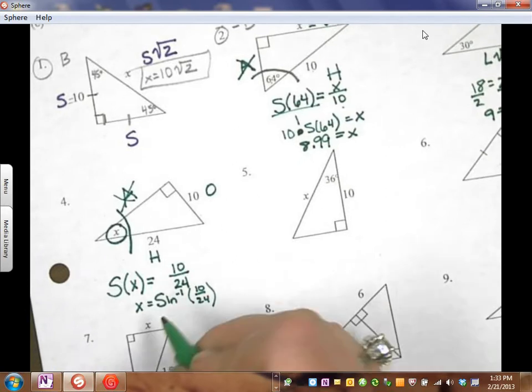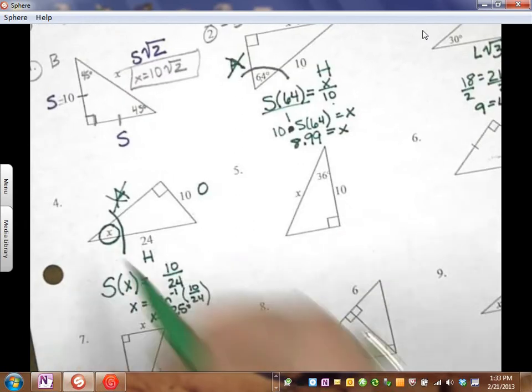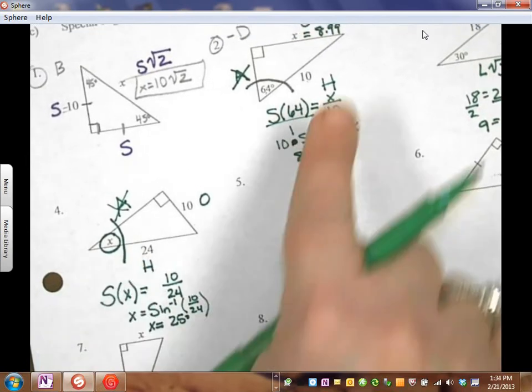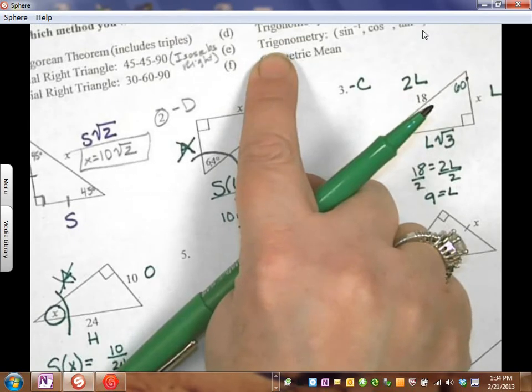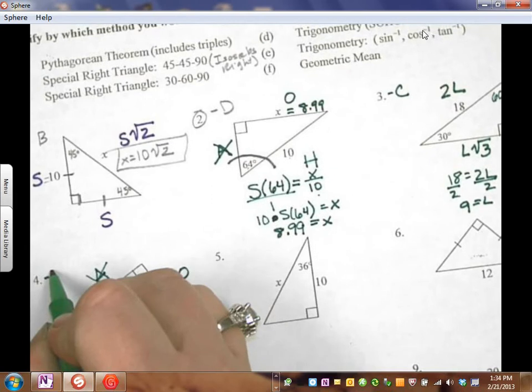So we know here that x is 25 degrees if we round it to the degree. So X is 25 degrees. But what type of a problem was this? It was actually the trigonometry where we're doing the inverse. So this is an E type of problem.